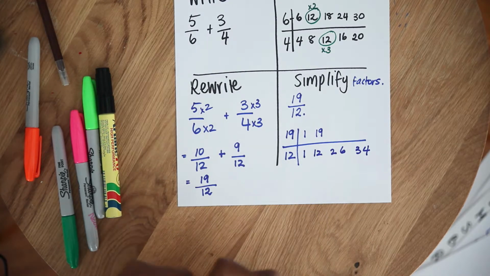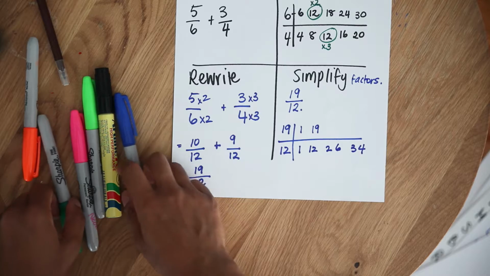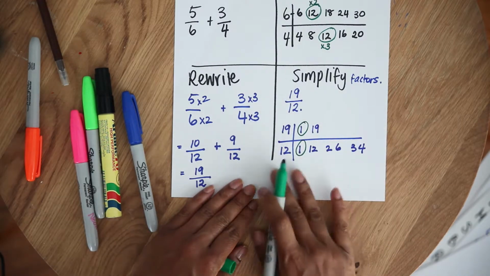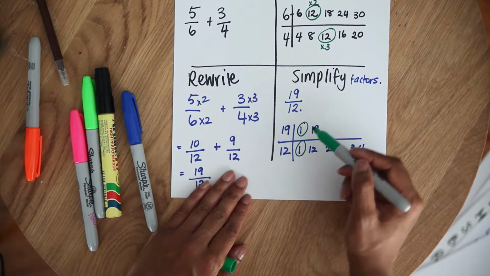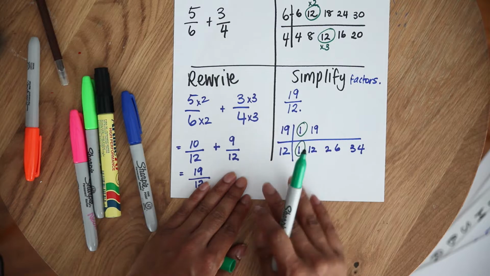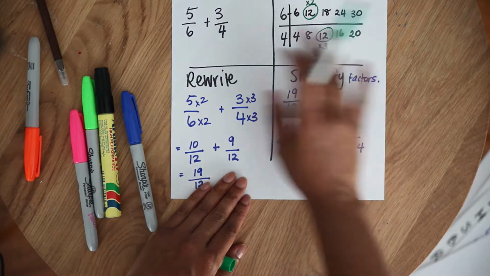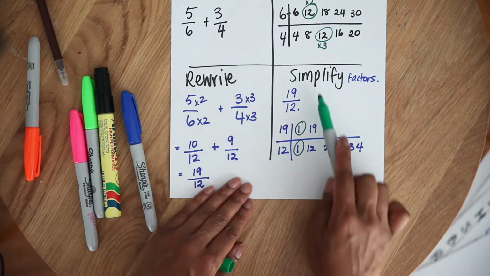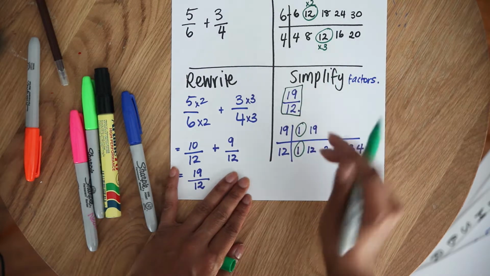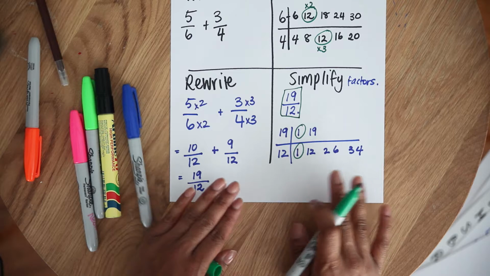Now, are there any common ones? Let's have a look here. They both have 1, and that's all. If the most common factor is 1, we can't simplify this any further. For most students in our classroom, this is the last part of the question that you will be able to attempt, and that is perfect.